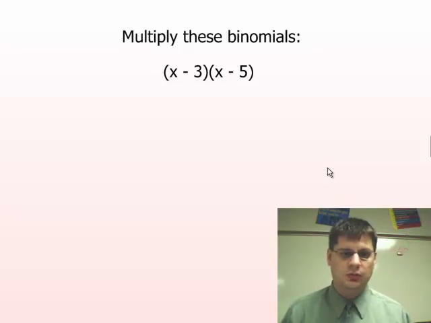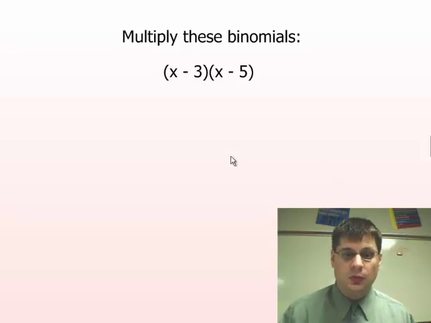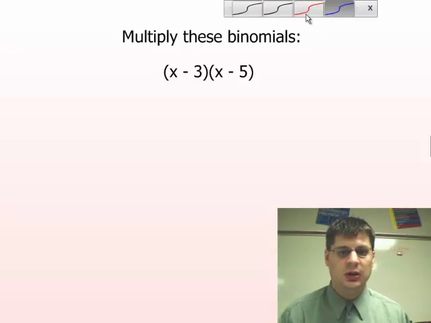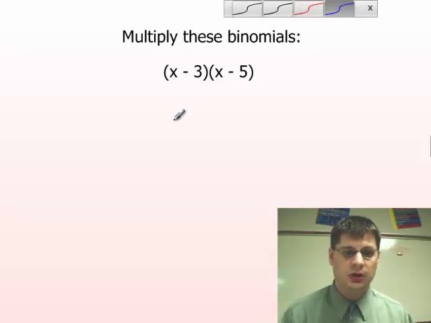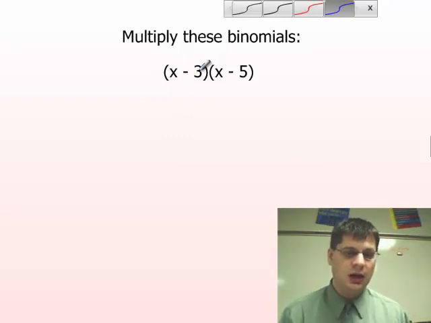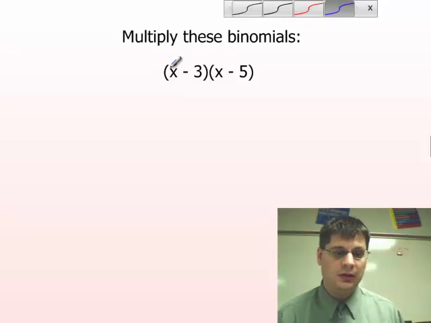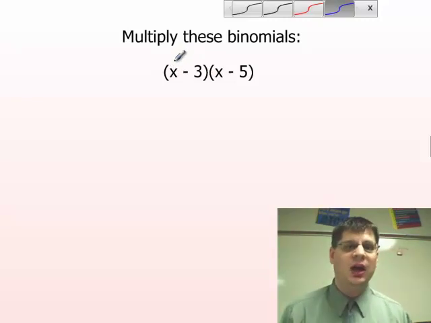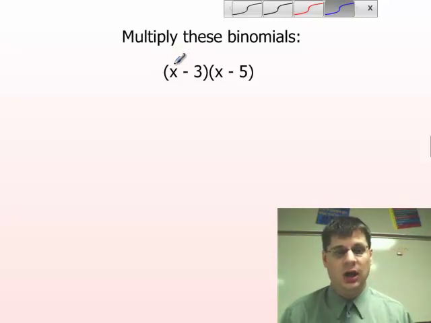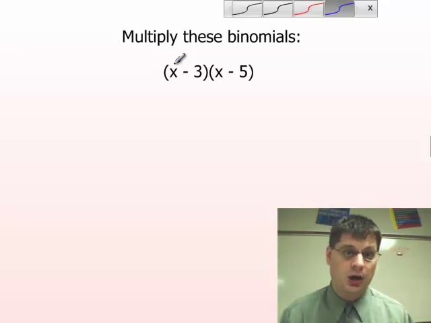Let's say we're going to multiply a couple binomials together, so x minus 3 and x minus 5. Well, remember, we're going to distribute each term in the first binomial with each term in the second binomial. Okay? I know you're familiar with the FOIL acronym. I'm not a big fan of that because it only works in a very special case, which is a binomial and a binomial. Really, what you're doing is using the distributive property.